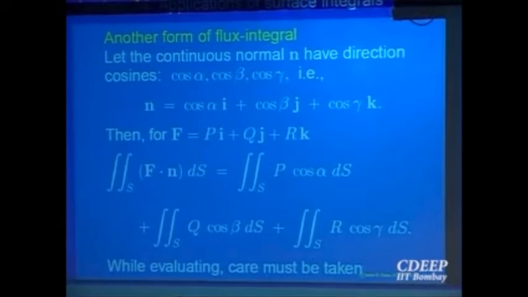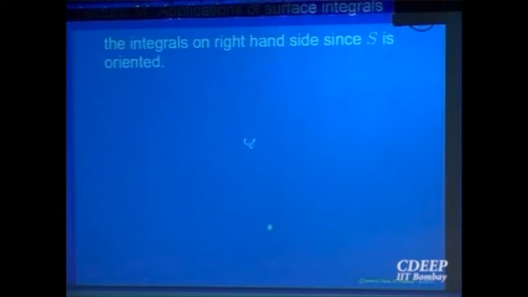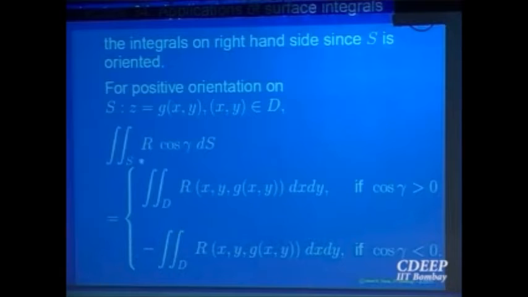So that is the correction you have to make when computing, okay? Let me write that once again. If z is equal to g(x,y), then this integral, r cos gamma ds, will be equal to r, that function evaluated at (x, y, g(x,y)), dxdy, where D is the projection onto the xy plane.